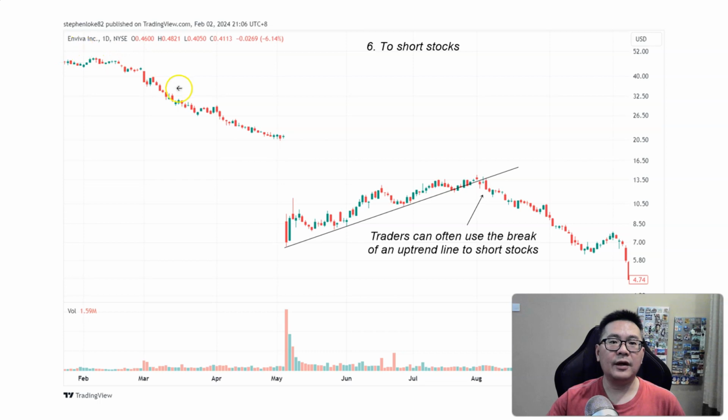Here we have Enviva, downtrend, gap, and then it tried to rise, but it's just a very weak rise. About $8 up to $13.50, but eventually it dropped below an uptrend line, and this can be an entry point for short sellers to short the stock again. And look how far it dropped.